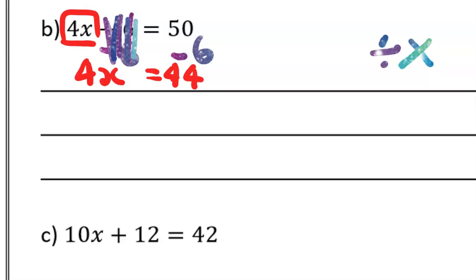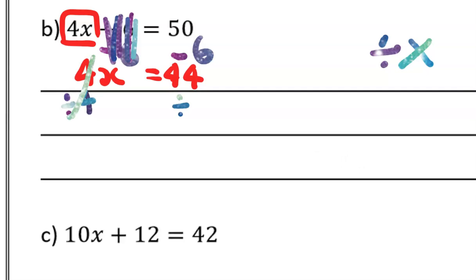Now you might know the answer. You might know what number times by 4 gives me 44, and that's great. Okay, but the way to figure out if you're not sure is we do the opposite. So this is currently 4 times the x. I want to do the opposite of timesing by 4. What's the opposite of timesing by 4? It's dividing by 4. So we're going to divide by 4 to get rid of this 4.